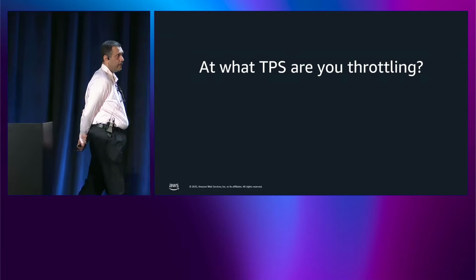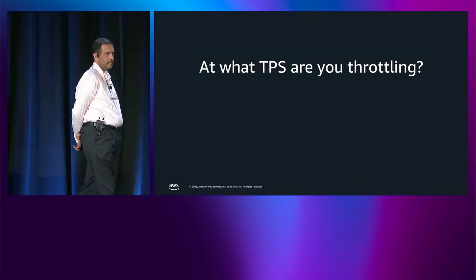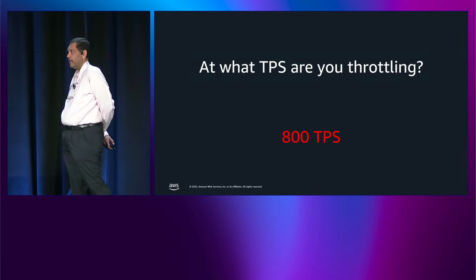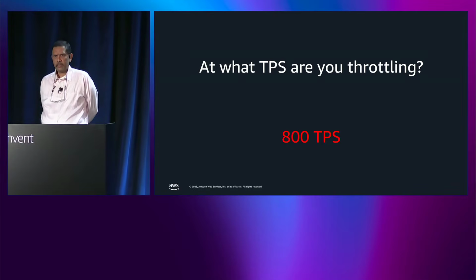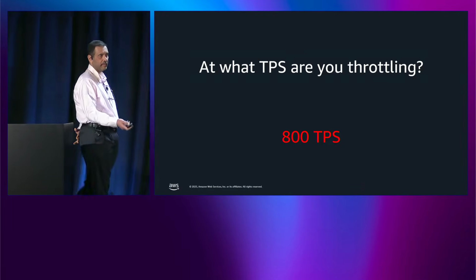So the customer said they were getting write throttling. So the first question we asked them was, what throughput are you getting write throttled at? 800 TPS. No. At 45,000 TPS, 800 TPS, there's something wrong with this picture.